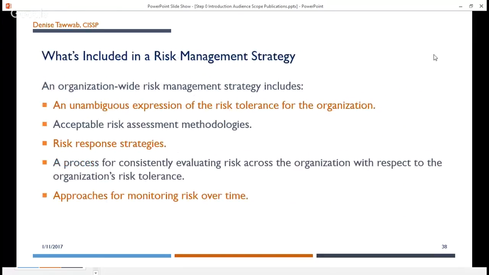So what's included in a risk management strategy? Glad you asked. An organization-wide risk management strategy includes an unambiguous expression of the risk tolerance for the organization, acceptable risk assessment methodologies, the risk response strategies, a process for consistently evaluating risk across the organization with respect to the organization's risk tolerance, and approaches for ongoing monitoring of risk over time.